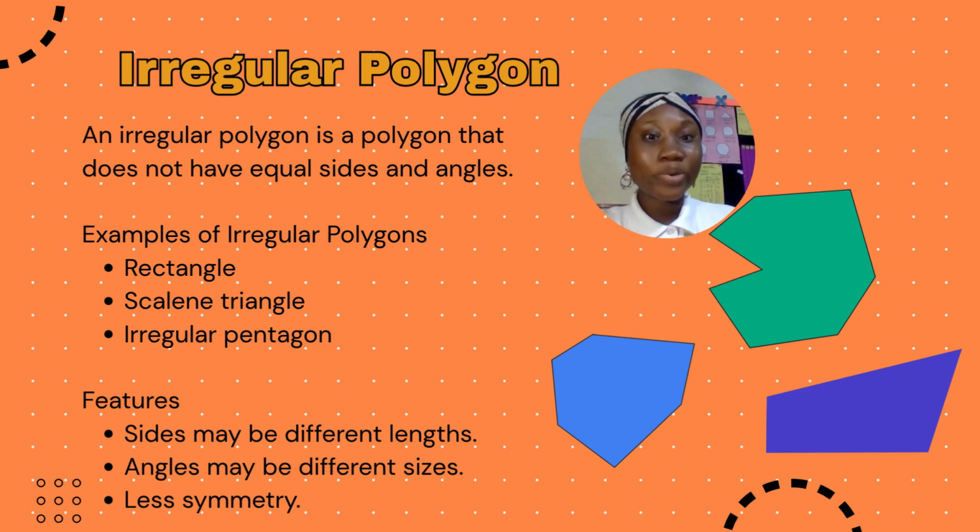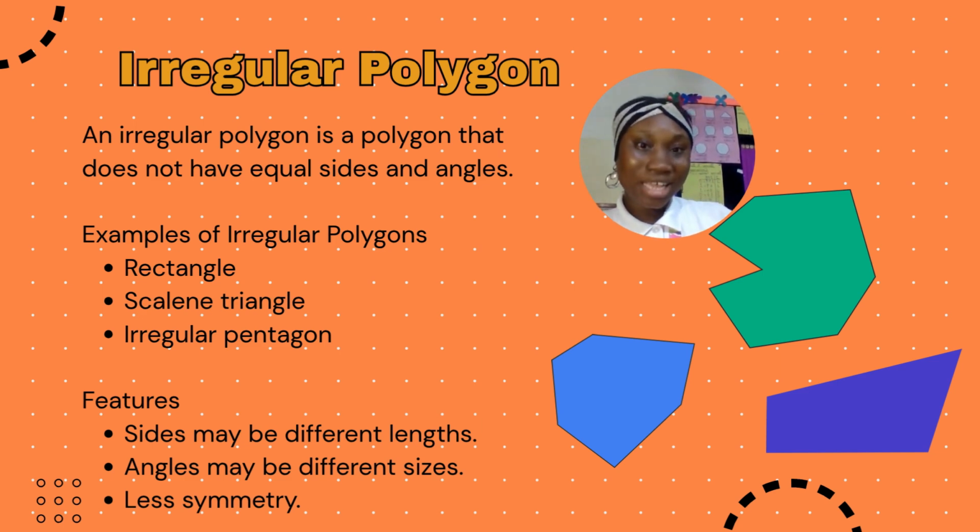For example, you have your rectangle. A rectangle has 4 sides, but they are not all the same. Up and down, they are the same, but your side to side, left and right, they don't measure the same. Did you get that? Your rectangle has two pairs of equal sides: up and down measure the same, and left and right measure the same. That's an example of an irregular polygon.